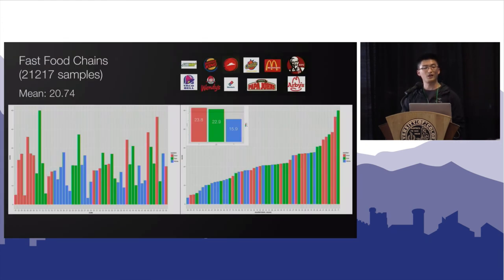For fast food chains, we have about 20% of the dataset examples. I picked some of the most popular fast food chains. As you can see, KFC over there, Arby's, and McDonald's. I love McDonald's. And DC again is in the top highest bar. I'm not sure why DC is so high. Does anyone know?